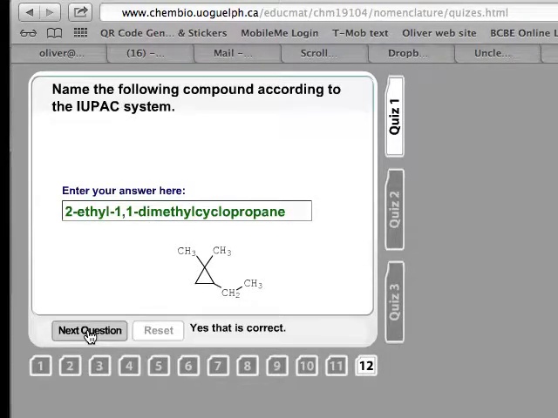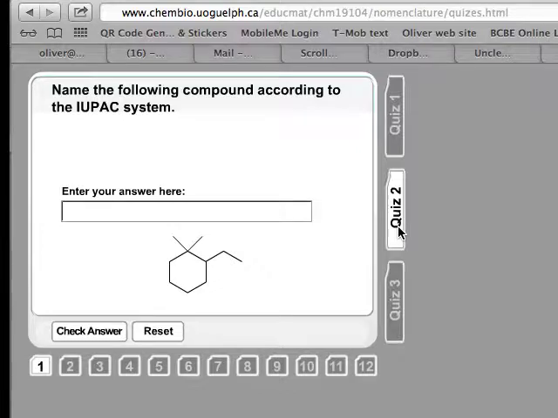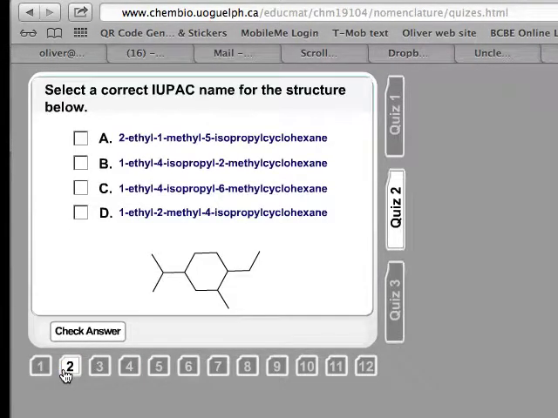Yay! These ones where you have to type the name in are really a lot more difficult because you've got to get it exactly right. All right, I just want to click on quiz 2 and quiz 3 just to see what they're about, and then we might come back to them later. You ought to be able to do this one, 2, 3. So the first 2, you have some cyclic, so why don't you give those a try?